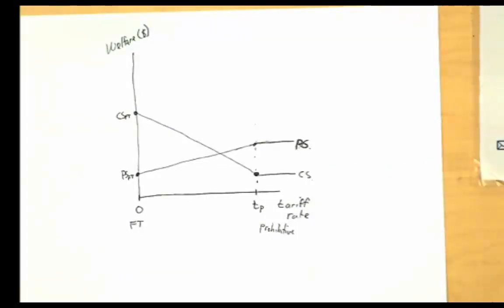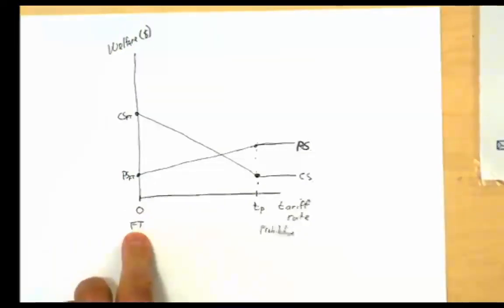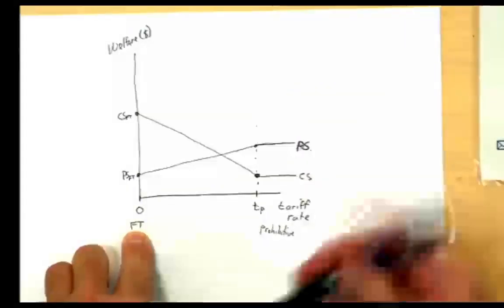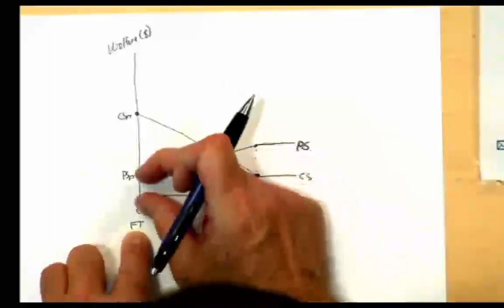Now, the next thing I'm going to compare is what would be national welfare if I have a zero tariff, or I'm in free trade. And the answer to that, national or market welfare in a free trade equilibrium, is going to be the summation of consumer and producer surplus, right? So I'm going to take those two, take that distance, add it on top of this, and I'm going to get my national welfare in free trade right up here.